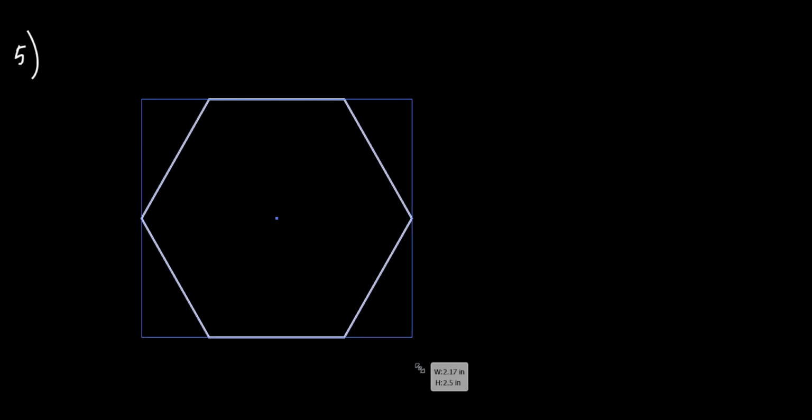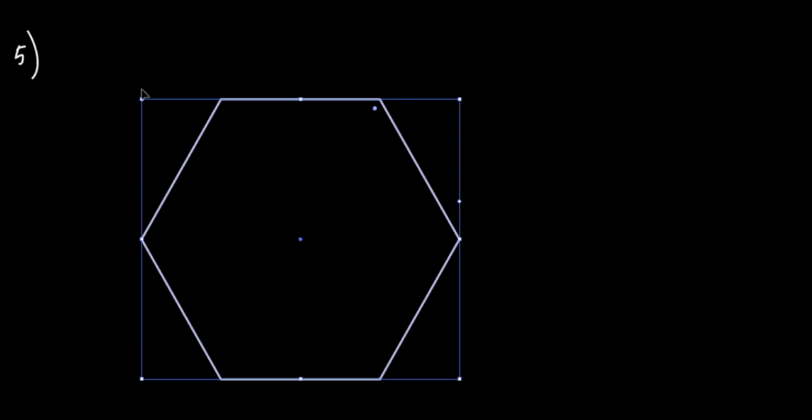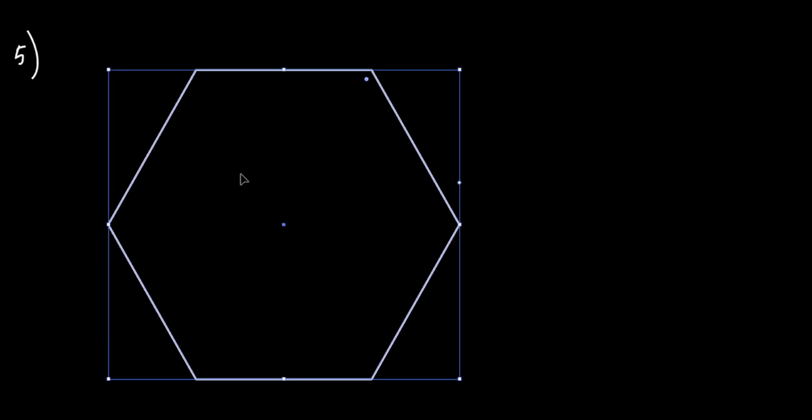Number 5. Let's see. 1, 2, 3, 4, 5. Pentagon. No, 6. I can't count. I didn't think we were going to do a pentagon. All right. So here's a 6-sided, regular polygon. So it's a hexagon, correct?